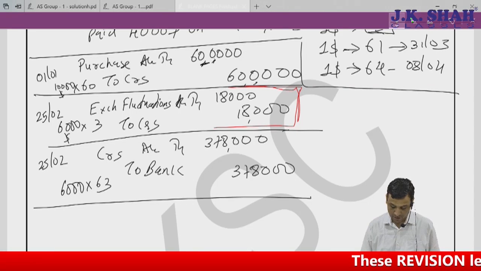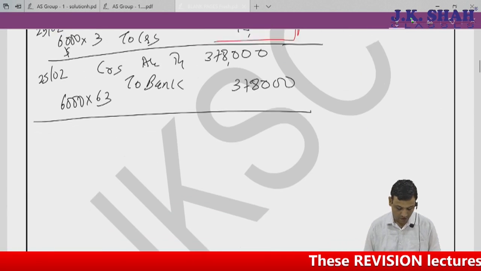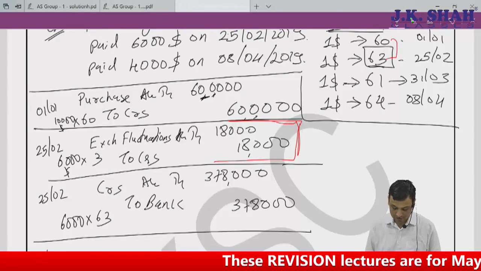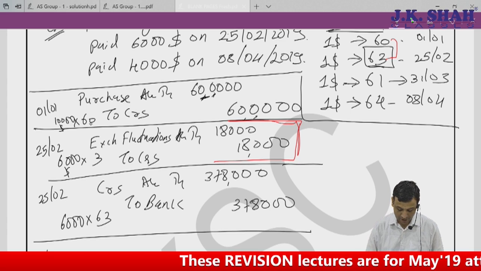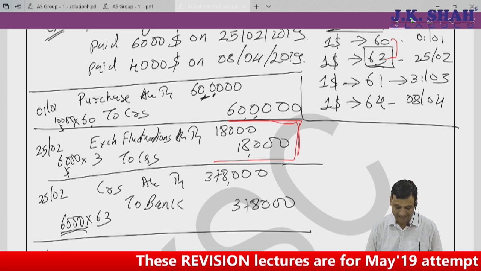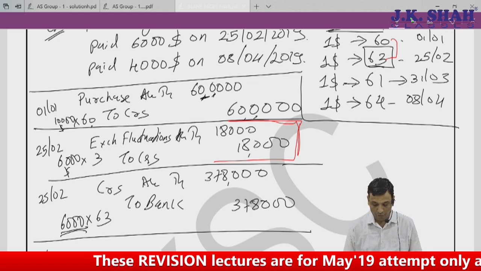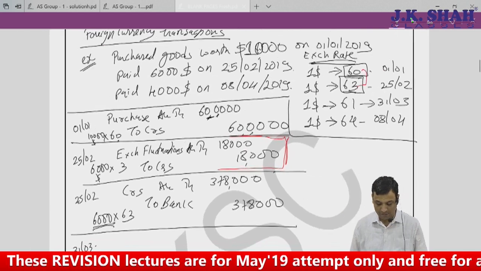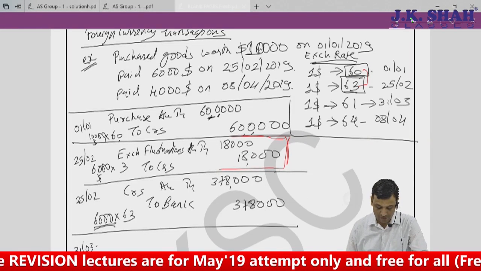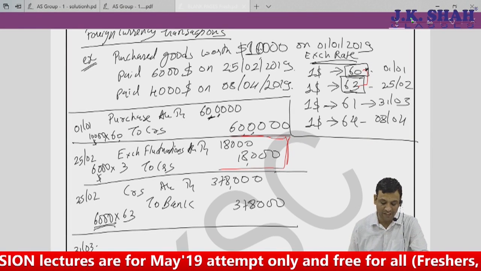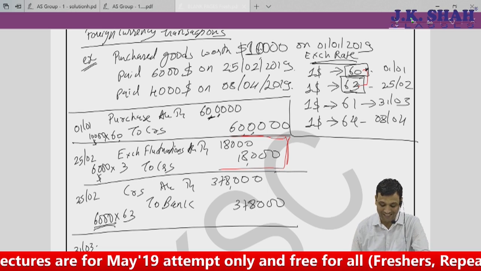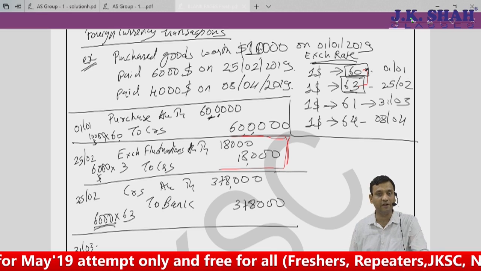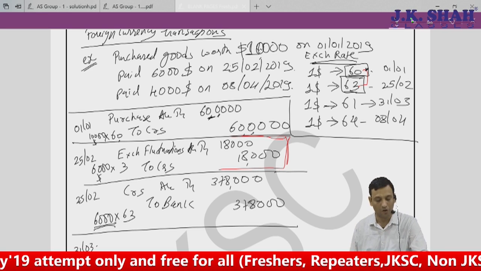Proceeding further, now what happens on 31st of March? If you look properly, my creditors now are standing at 10,000 into 60. Can I say 6,000 have already been settled? So I'm left with 4,000. These 4,000 are now getting recognized only at 60, because that was nothing but the initial recognition rate. For the first time, when I recognize it, it is referred to as the initial recognition rate. And 63 was my settlement rate. The difference between the settlement rate and the initial recognition rate is nothing but exchange gain or loss.